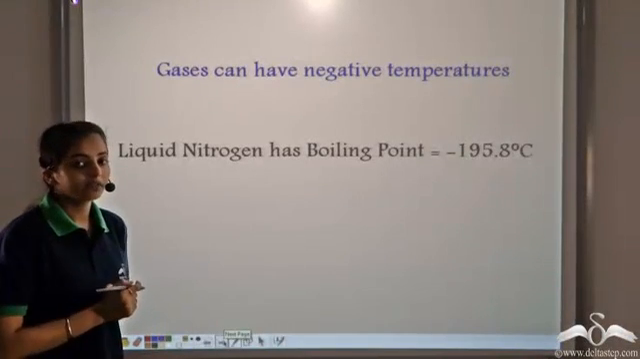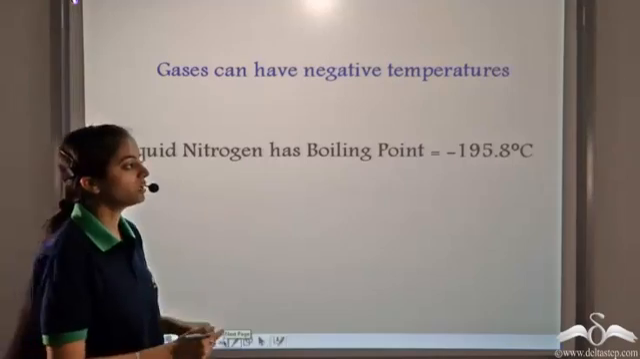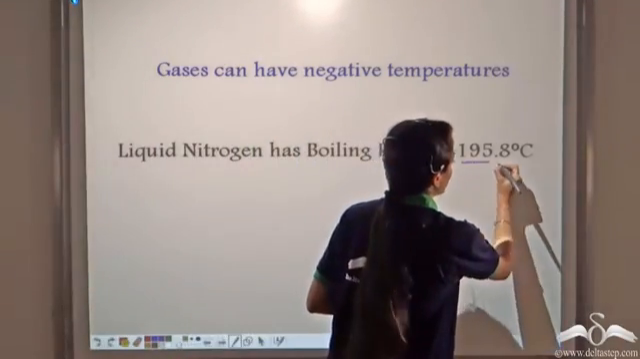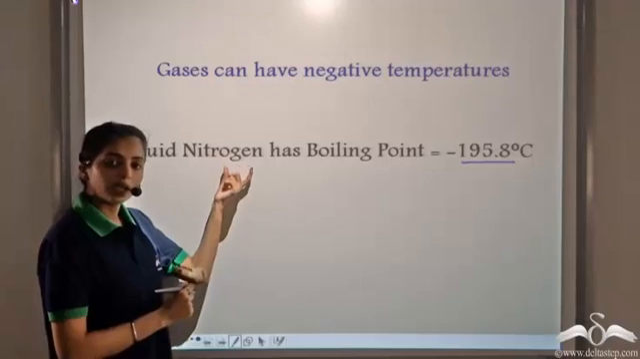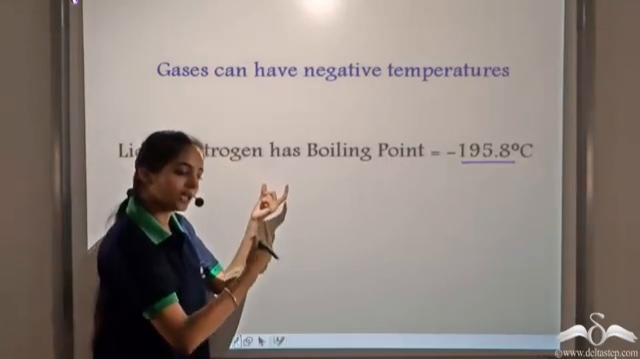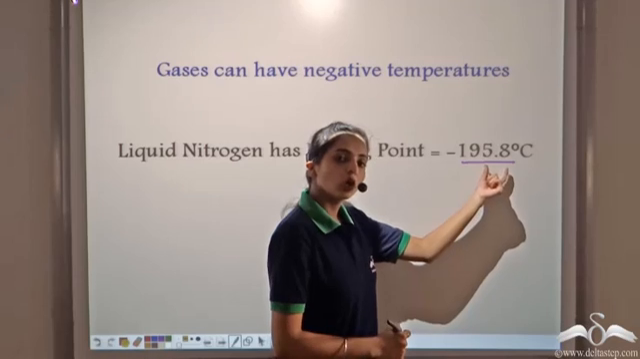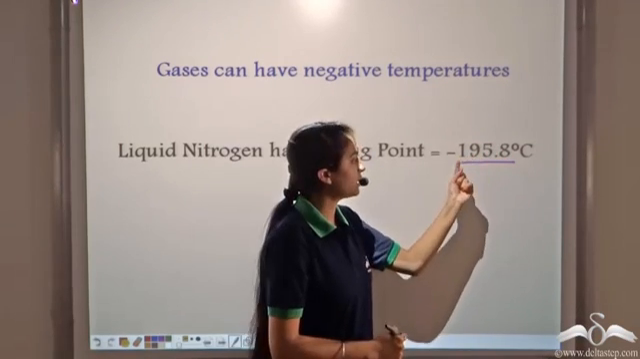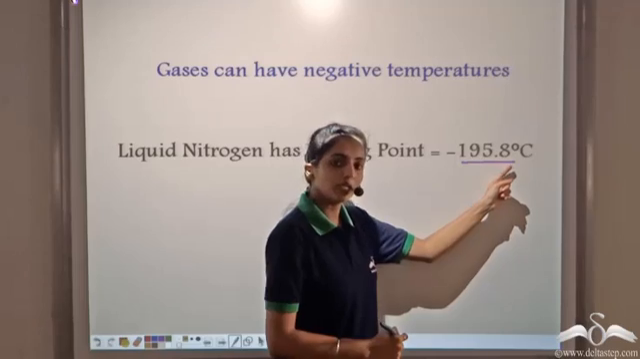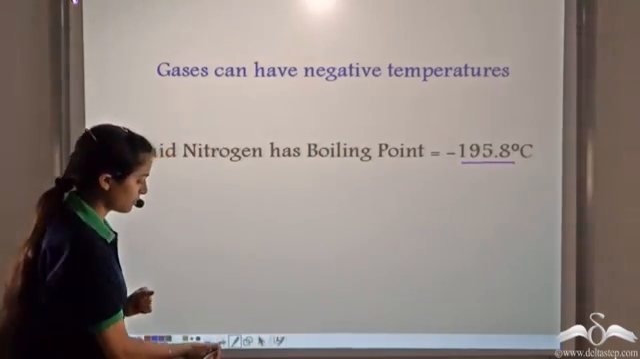Gases can also have negative temperatures. Liquid nitrogen has a boiling point of minus 195.8 degrees Celsius. This means liquid nitrogen changes into the gaseous state at minus 195.8 degrees Celsius. Also, gaseous nitrogen changes back to the liquid state at minus 195.8 degrees Celsius. So, gases can have negative temperatures.